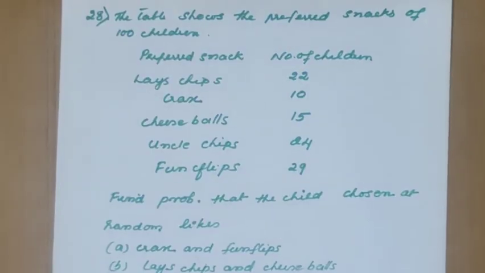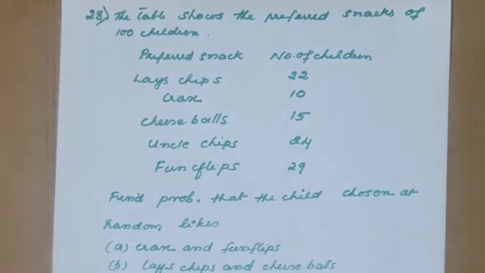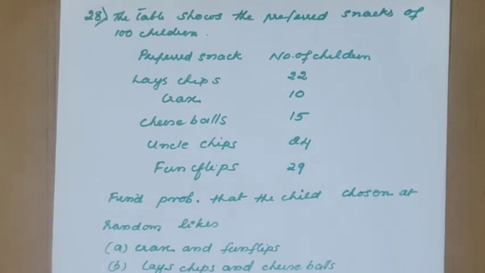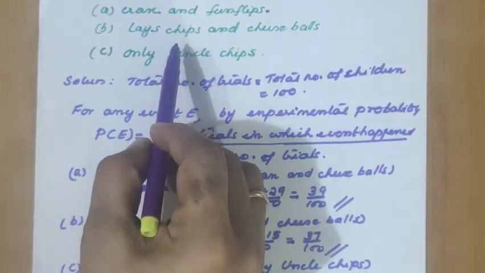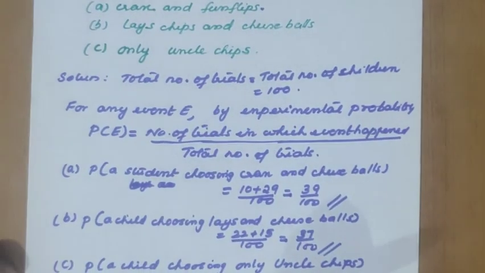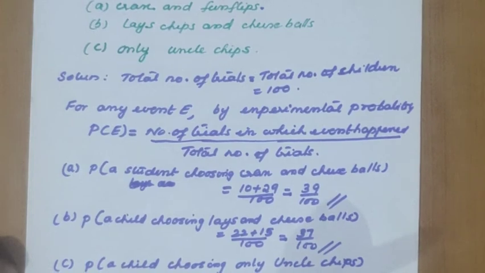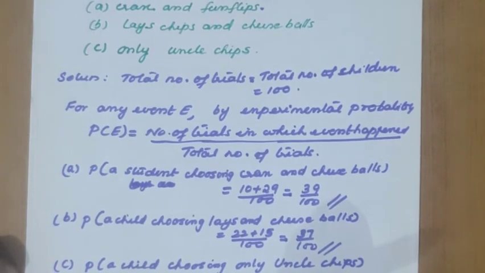The table shows the preferred snacks of these 100 children. Preferred snacks are Lay's, cracks, cheese balls, Uncle Chips, Fun Flips, and the number of children respectively 22, 10, 15, 24, 29. Find the probability that the child chosen at random likes cracks and Fun Flips. B: Lay's chips and cheese balls. C: only Uncle Chips. Now we can see the solution.